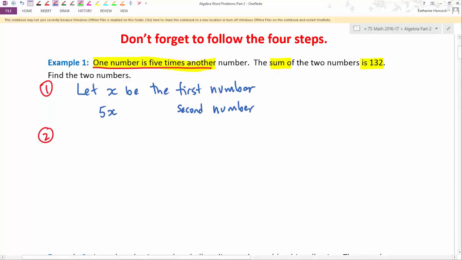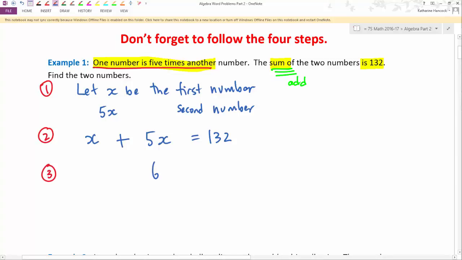Up here it said the sum of the two numbers, and now sum means I'm going to add them. So the sum of my two numbers, I'm going to add them, is 132. So the sum of two things is 132. The first thing was x, the second thing was 5x, and that equals 132. I'm going to use algebra to solve.